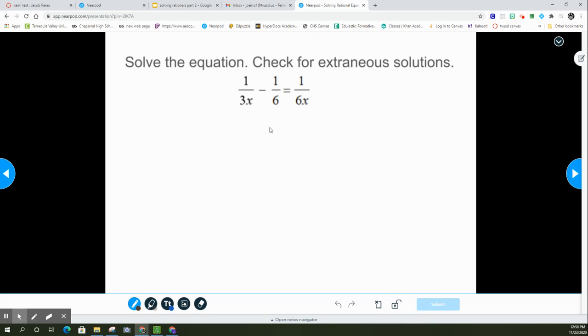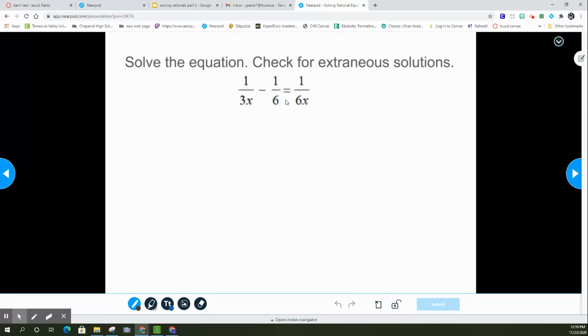All right, so this assignment was about solving rational equations with unlike denominators. Again, we have options here. You can get a common denominator and subtract to make it one fraction on the left side and then cross multiply. But another method that we're going to use in this class is just clearing the denominator.